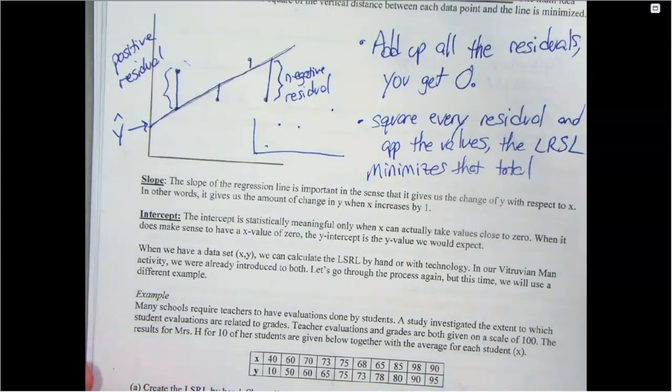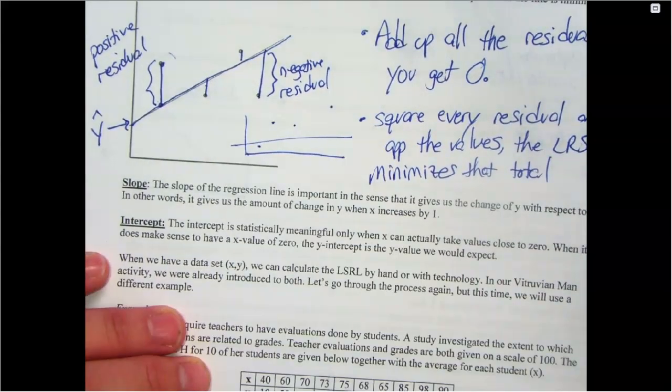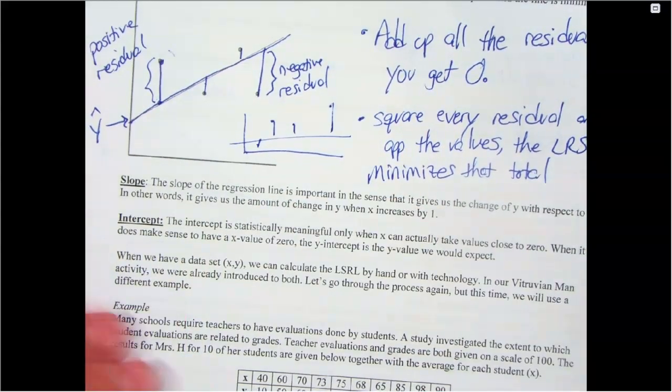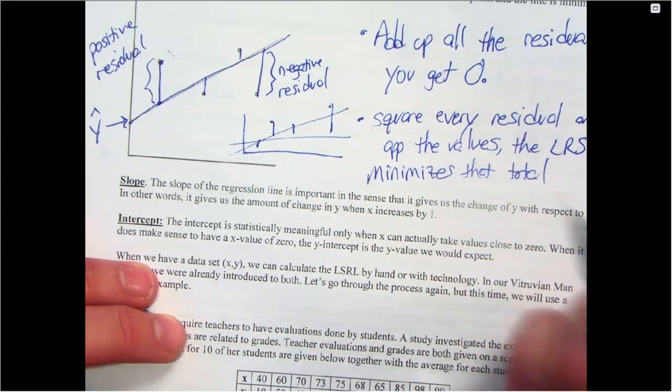If I had just those 4 dots, and I drew that line, and I squared all those values, that'd be much worse than if I had drawn that line, right? Does that make any sense?